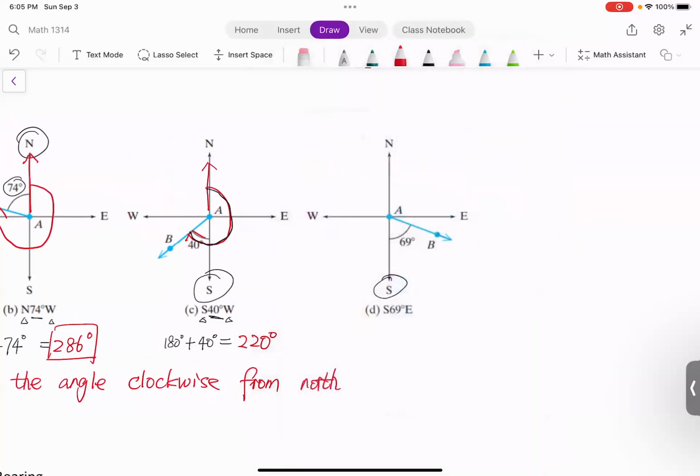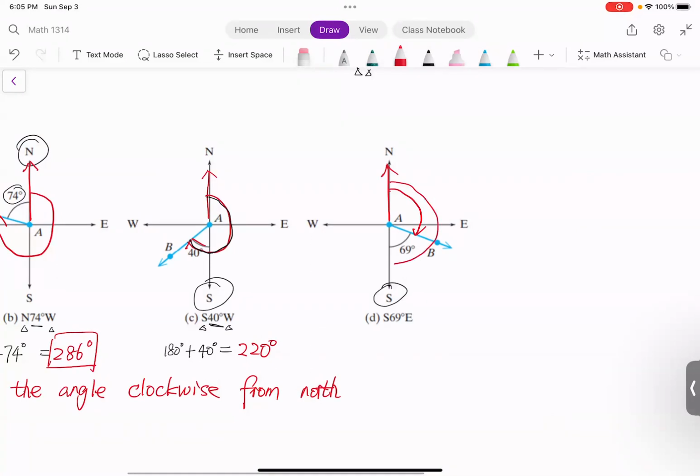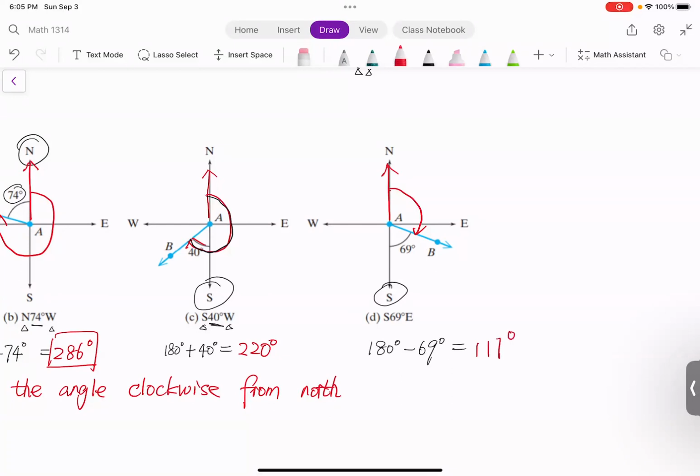Okay, how about the next one? We're starting from the north, then the terminal side is here. What is the bearing? From here to here is 180, so use 180 minus 69 degrees. So I'm having 180 minus 69 degrees. What is that? That's 111 degrees.